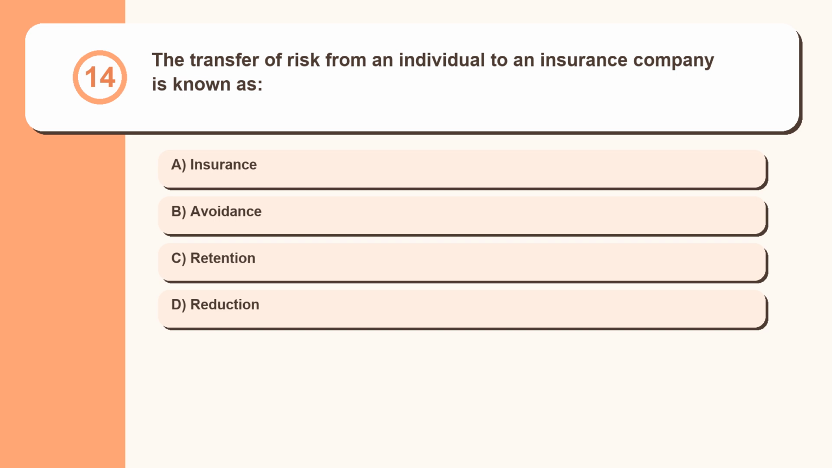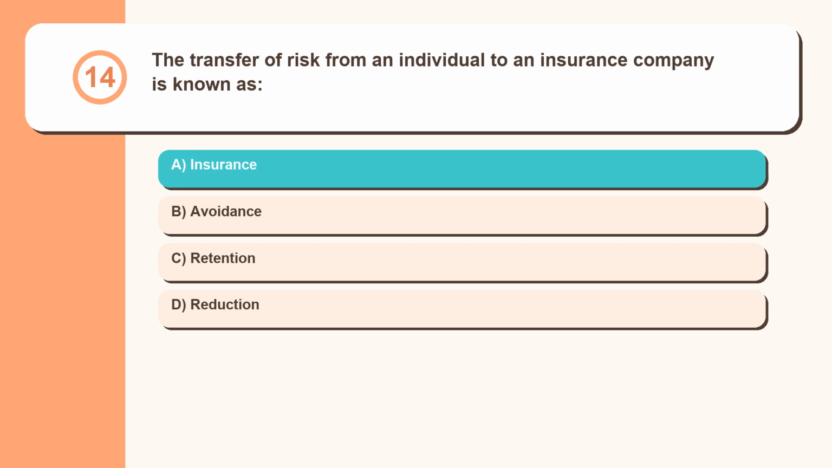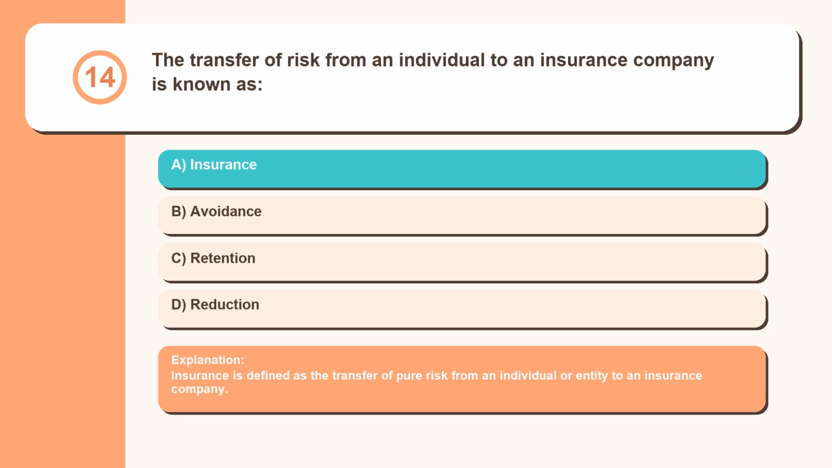Question 14. The transfer of risk from an individual to an insurance company is known as: insurance, avoidance, retention, reduction. Insurance is defined as the transfer of pure risk from an individual or entity to an insurance company.